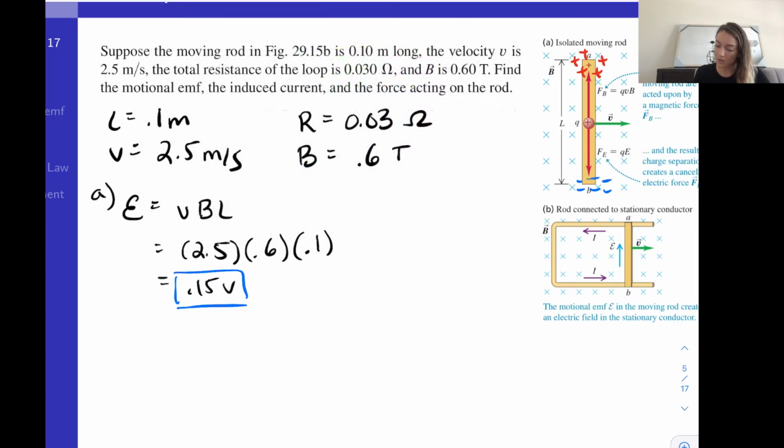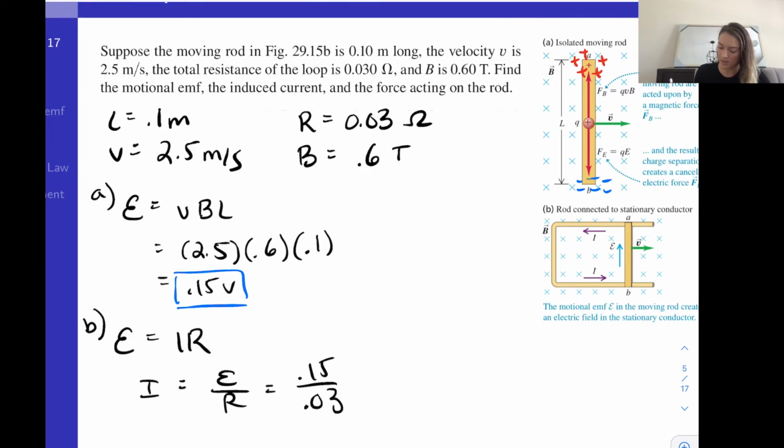Okay, and then we want to find the induced current. So for the induced current, we just use our Ohm's law for EMF. So we have the EMF is equal to the current times the resistance. So to find the current, we just divide the EMF by the resistance, and we have 0.15 volts divided by 0.03 ohms resistance, and that comes out to 5 amps. So we have a 5 amp current going through this wire.